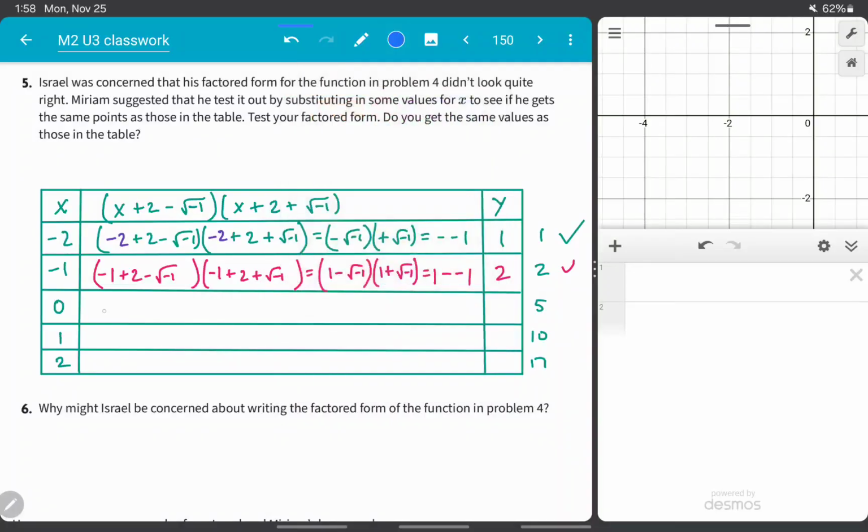Okay. Let's plug in 0 this time. 0 plus 2 minus square root of -1, 0 plus 2 plus square root of -1. So 0 plus 2 is just 2. So I'm going to have 2 minus square root of -1, 2 plus square root of -1. Got this difference of squares going on again. This time I'm going to have 2 times 2, which is 4, minus square root of -1 squared, which is -1. So 4 minus -1 is 5.